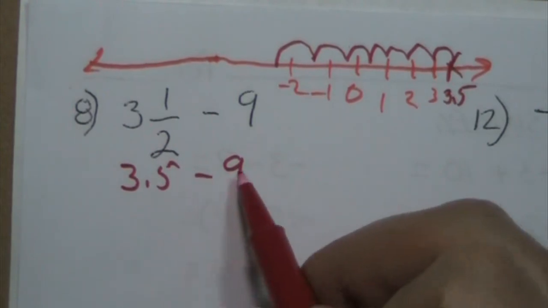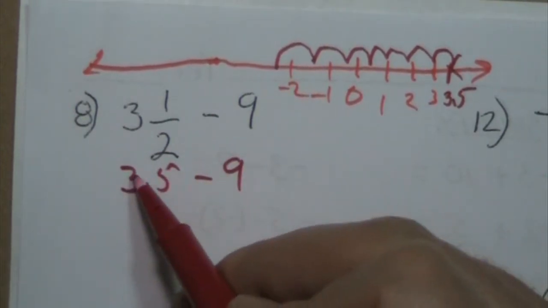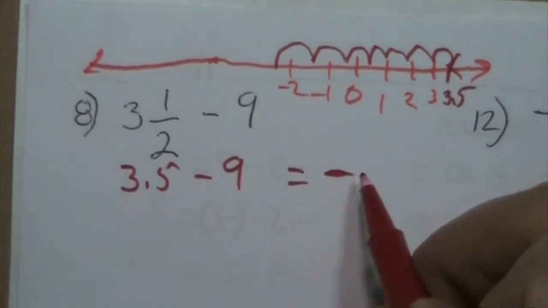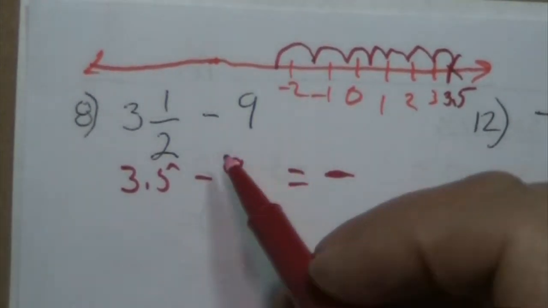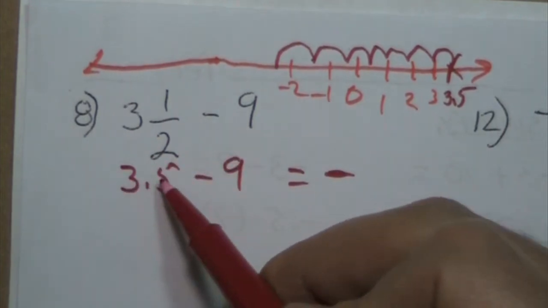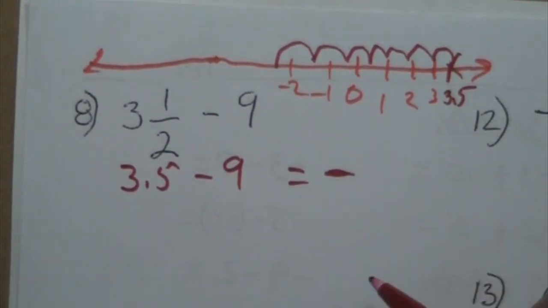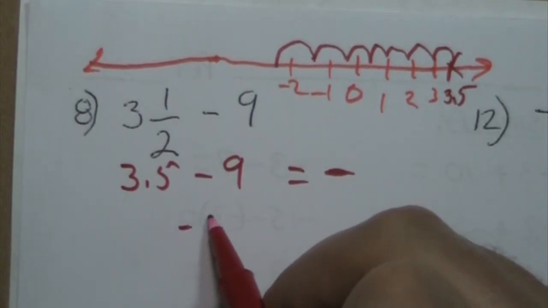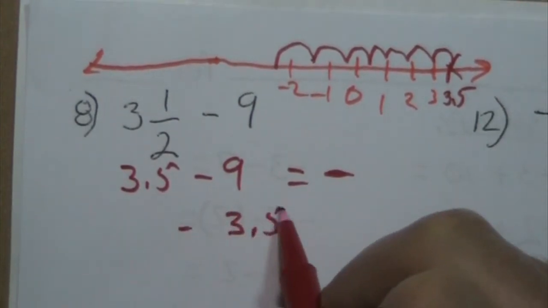So you have 3.5 minus 9. Okay, or you could say negative 9 plus 3.5. You know the answer is going to be negative. You know that. There's more negative. So let's just take 9 and take away 3.5 to find out how much more negative it is. So I'm going to take 9 and I'm going to subtract 3.5.